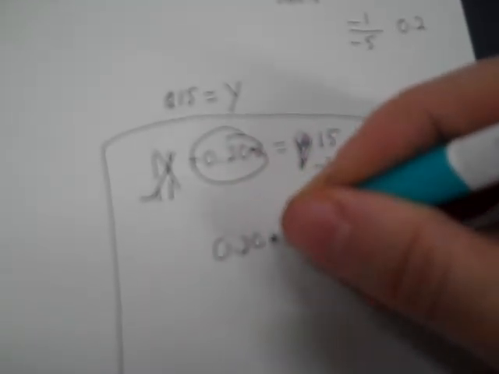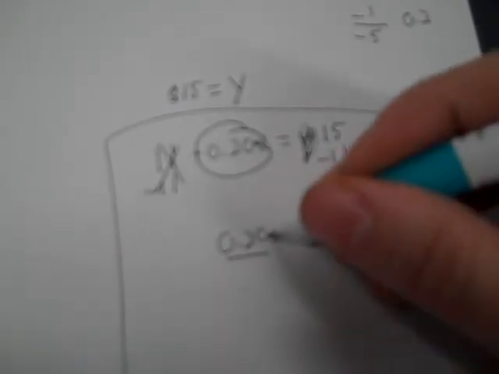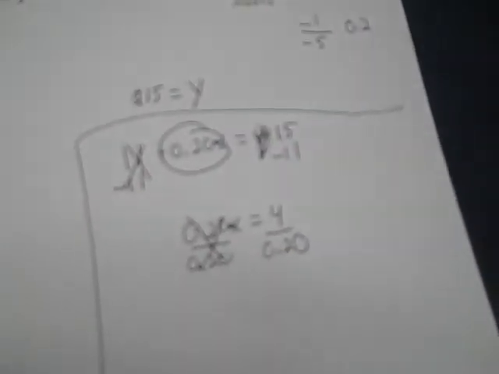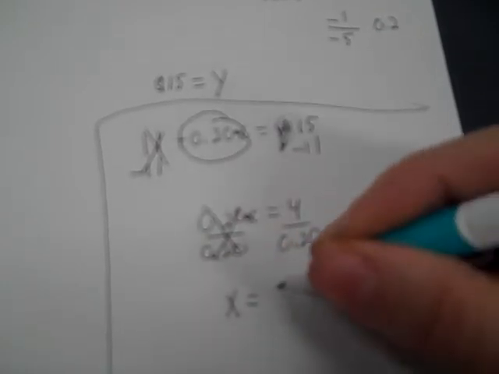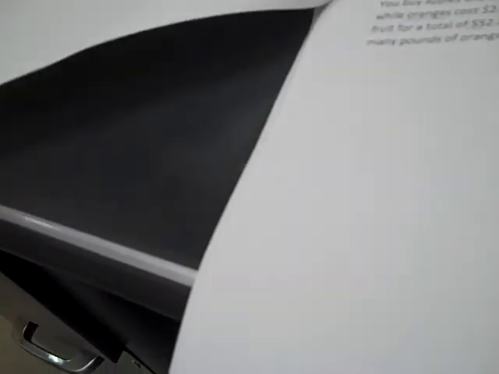And 15 minus 11 is 4, so 0.20x equals 4. Then I divide dot x. So I take 4 divided by 0.20, and that's 20. So x equals 20. Now I just solved for the x, so x is months, 20 months. A little confusing with all those decimals. That's not that way on the final.